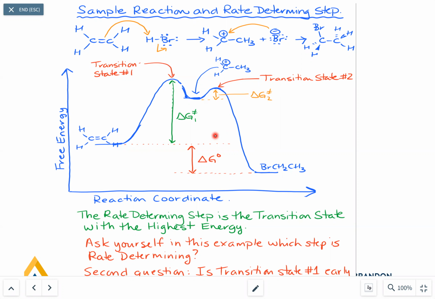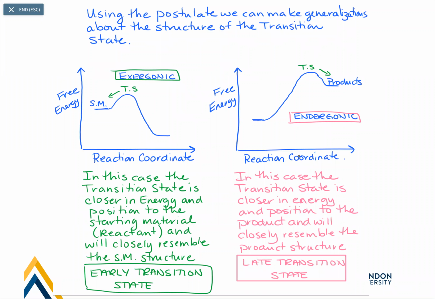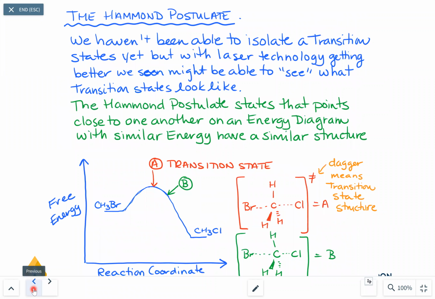And then there's the previous example where it's right in the middle. We don't have a name for that. So with that trigonal bipyramidal structure that we had here, it's right in the middle because this doesn't resemble product and it doesn't resemble starting material. So it's neither.